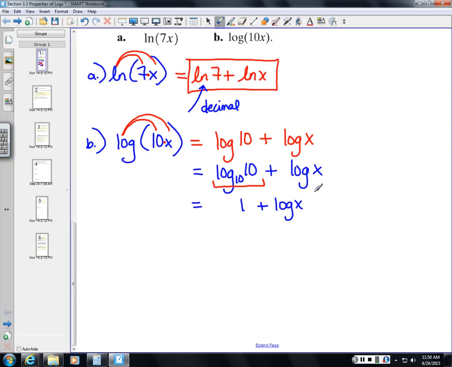So that's actually one of the purposes we have for expanding: we can maybe try to simplify this down a little bit. And in this case we could. When we expanded it, we were able to actually evaluate part of the log. Okay, so that's all the product rule consists of.